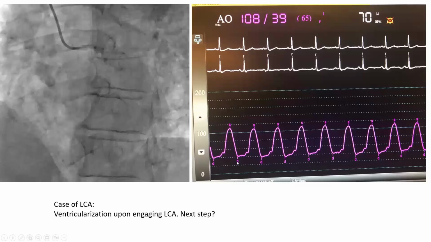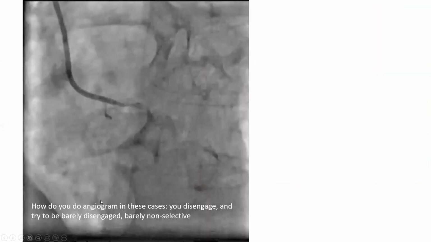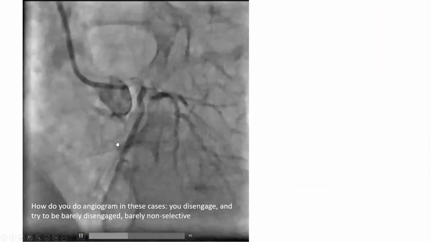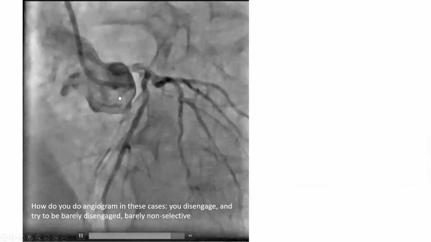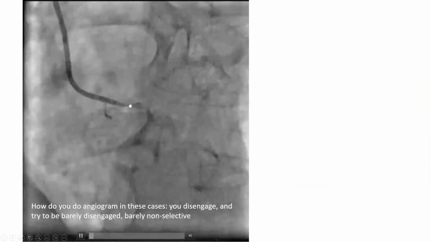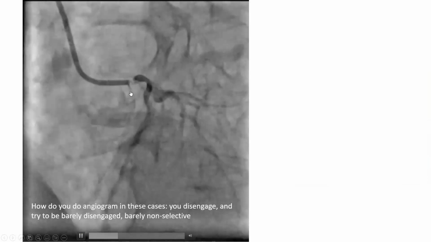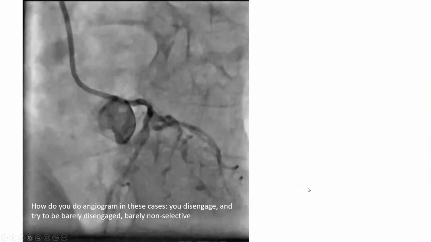whether for the left or right coronary. And this is another case where we were ventricularized, engaging the left main. So we did our angiogram with a good waveform while being barely disengaged. You see this? We are disengaged here. That's why you're seeing a lot of the cusp. But we are close to engaged, so we're able to see the vessel.